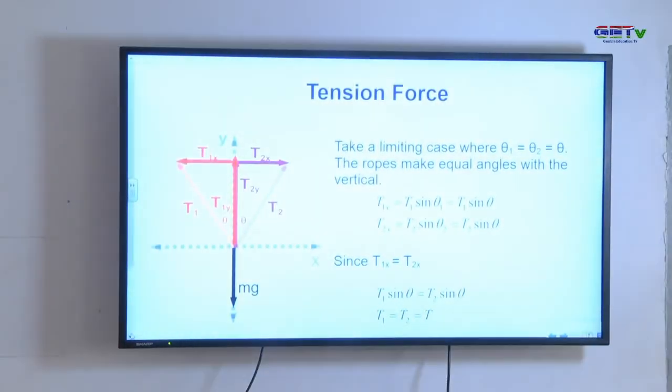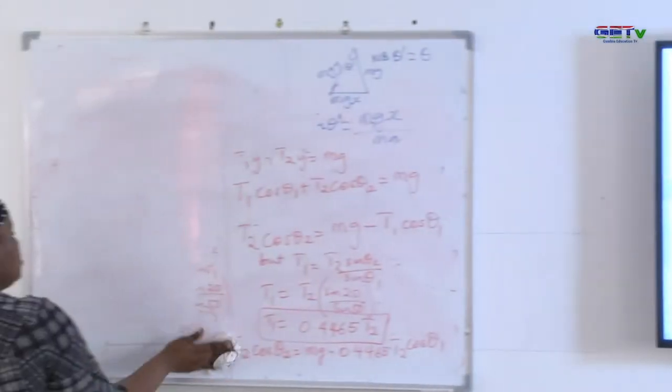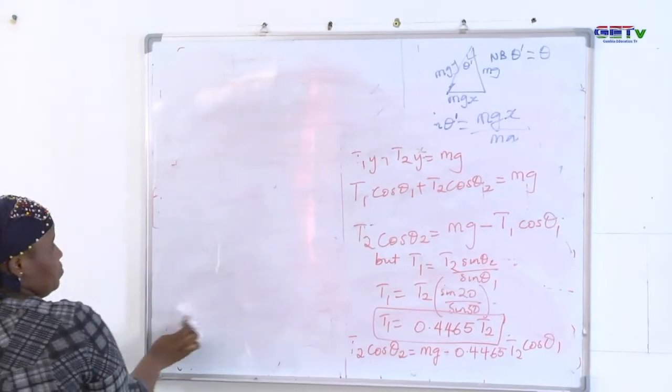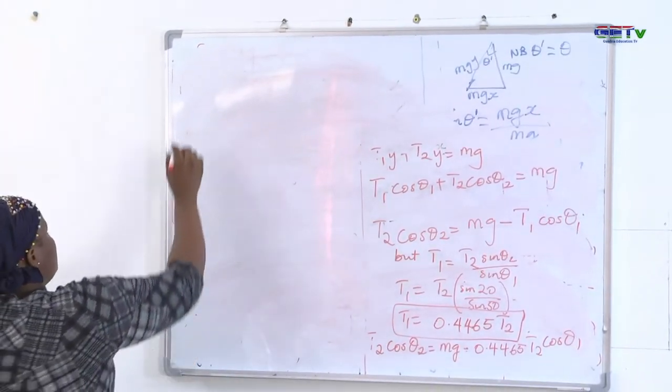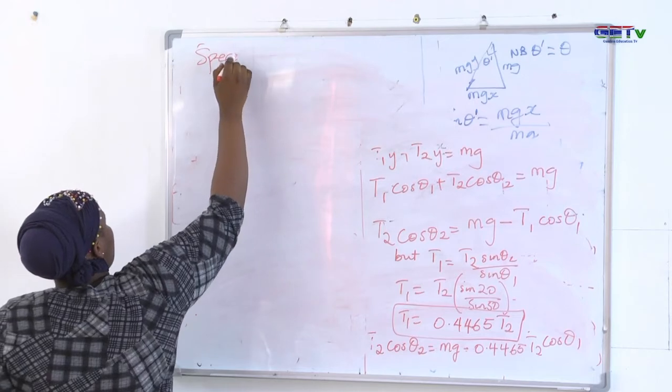Okay, a special case is when the angles are the same. If the angles are the same, it's simple. We wouldn't face all of this trouble. Now let me just try that case with you. If theta 1 and theta 2 are the same, but then the tensions differ. This is a special case.